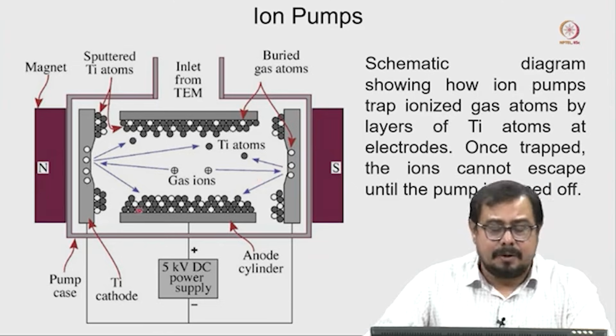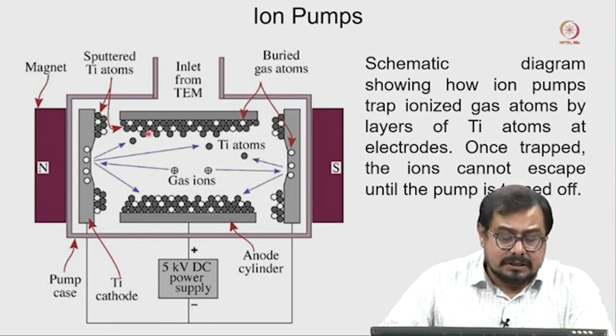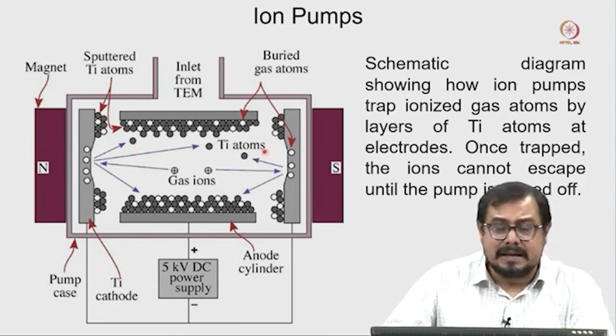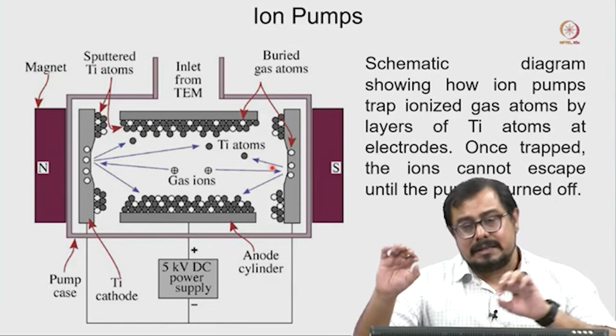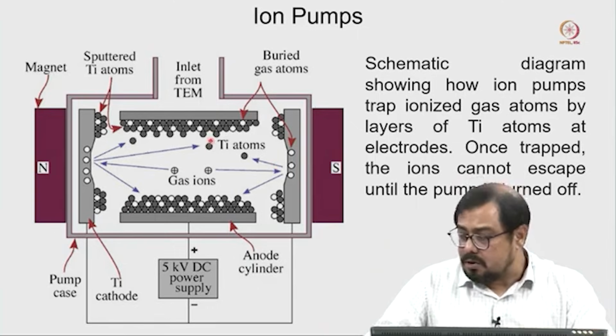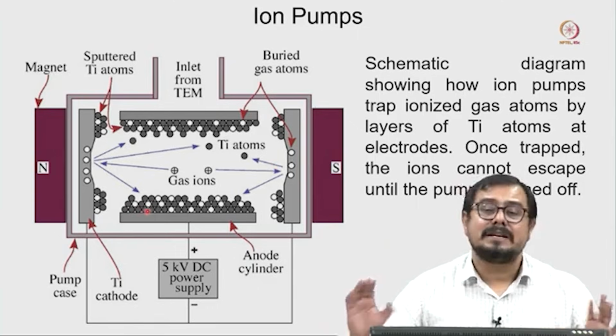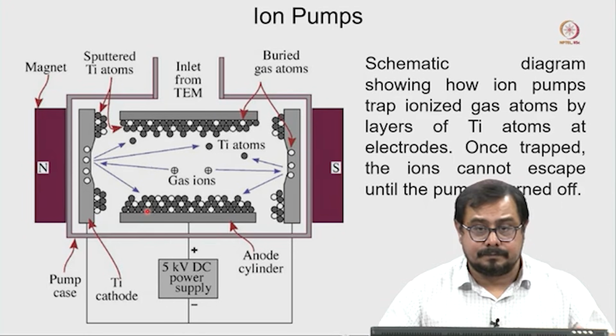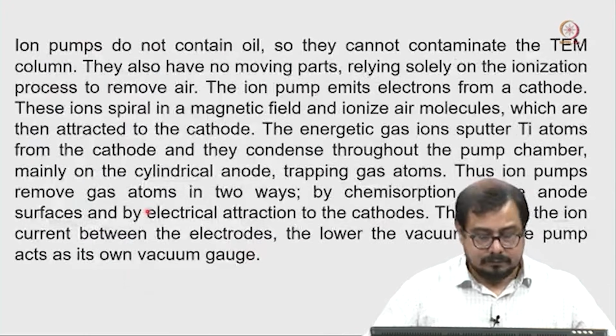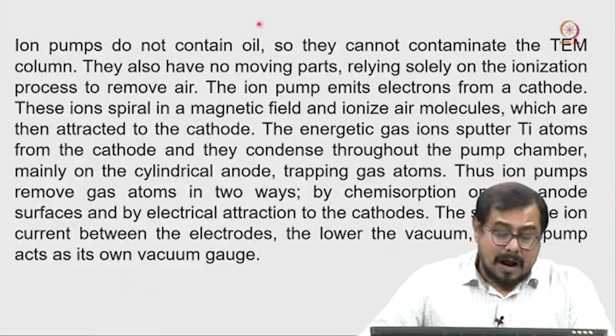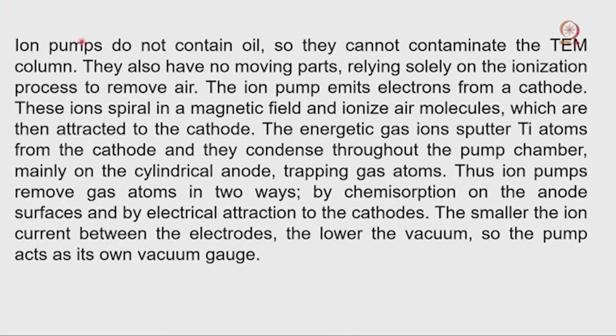One thing you also have to remember is that the ion pump is sometimes called the trapping pump, because the ionized gas interacts with the titanium ions and is fixed there. So, that is one of the reasons it is called the trapping pump. Ion pumps do not contain oil, so they cannot contaminate the TEM column. They also have no moving parts.